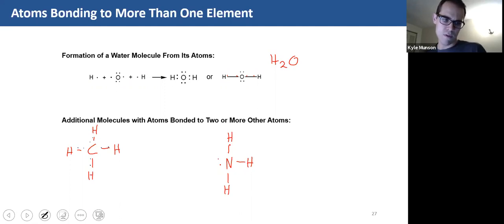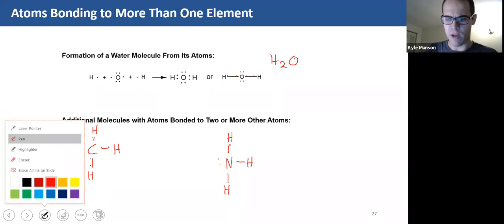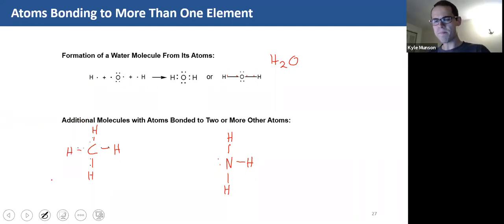I was just making sure in my notes that I'm not missing anything. So again, you can have multiple bonds, which is like double and triple bonds, and also you can have atoms bonded to multiple other atoms, more than one element.